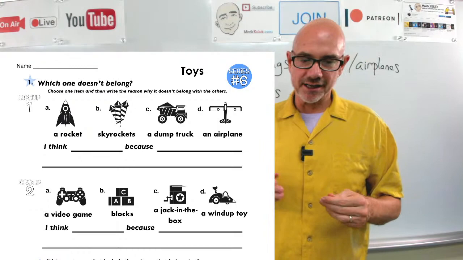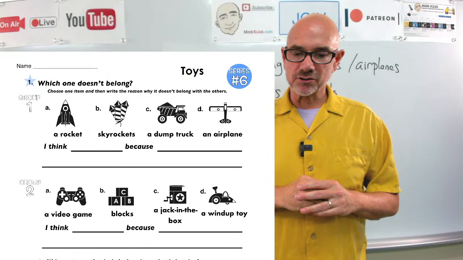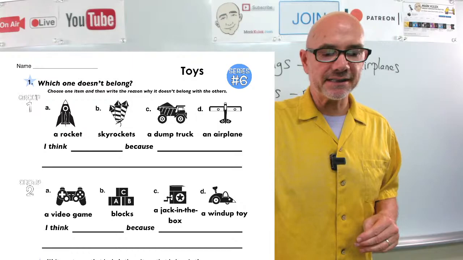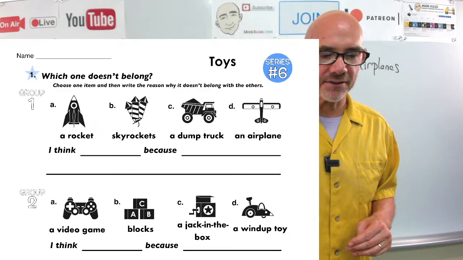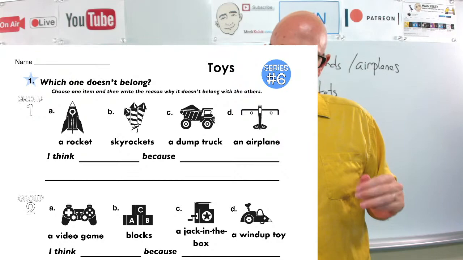Alice, I think the blocks don't belong because it's for people to walk. Alice, these are like wood toy blocks that children play with. You know, they put them on top of each other and you can make things. Okay, good question. Umesh says, what is a jack in the box?